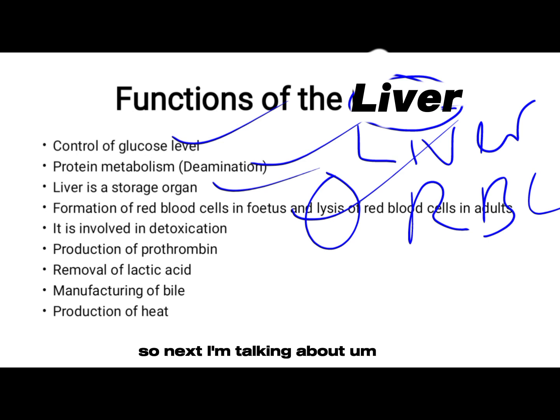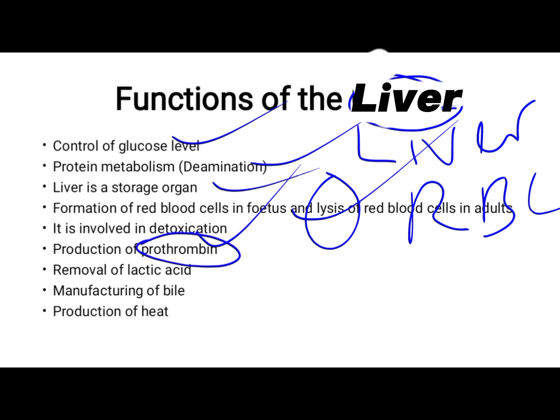So next, I'm talking about how the liver is involved in detoxification. When you talk about detoxification, that simply means removing and breaking down toxic substances in drugs, in medicine, in food preservatives and additives. These are usually removed by the liver. Then you also have production of prothrombin. Prothrombin is a protein, a blood clotting factor, and it is also produced by the liver.